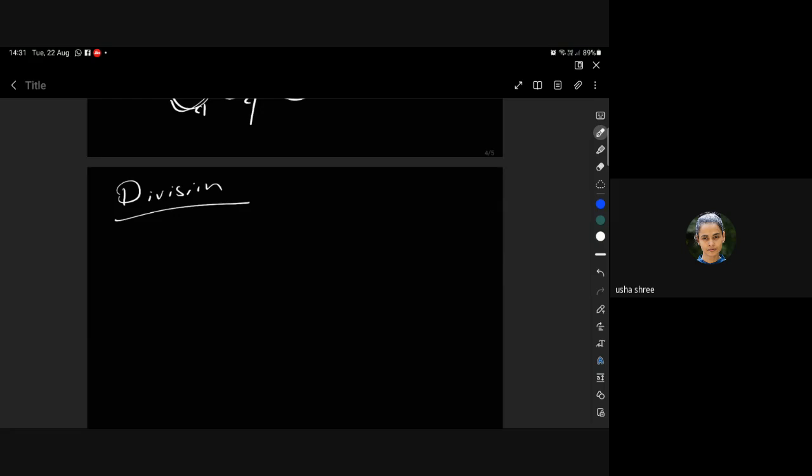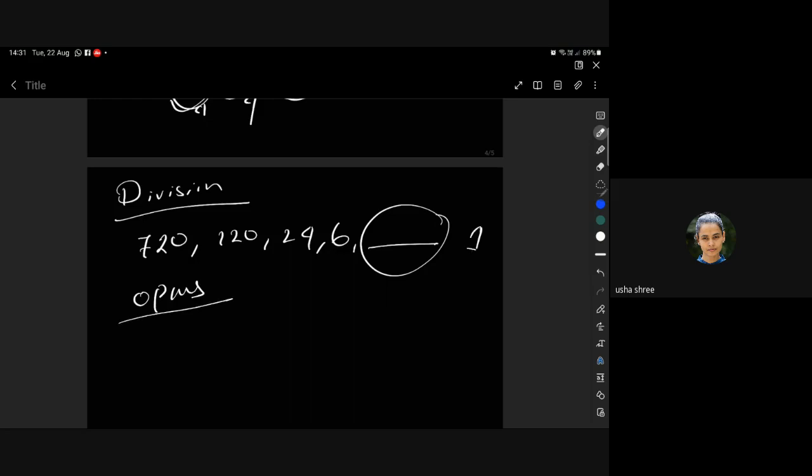Then there is another series of division, like if they ask 720, then 120, then 24, then 6, then they have given 1 at last. Then what is the missing number? Options are 1, 2, 3, and 4. Each number is getting divided by how much?